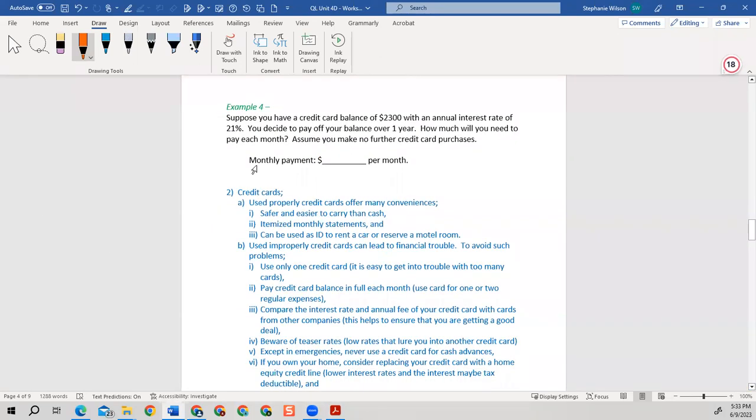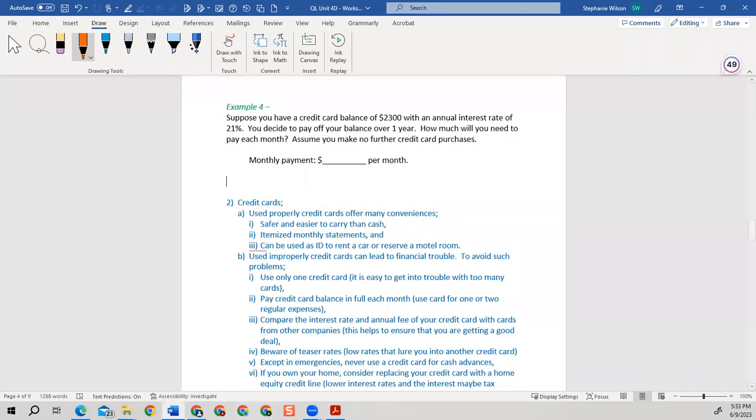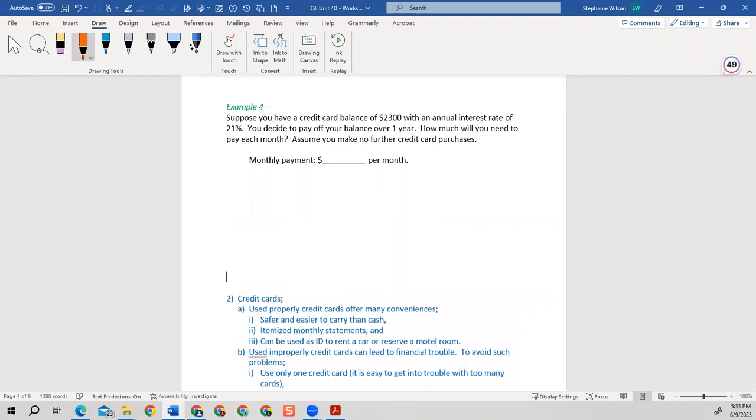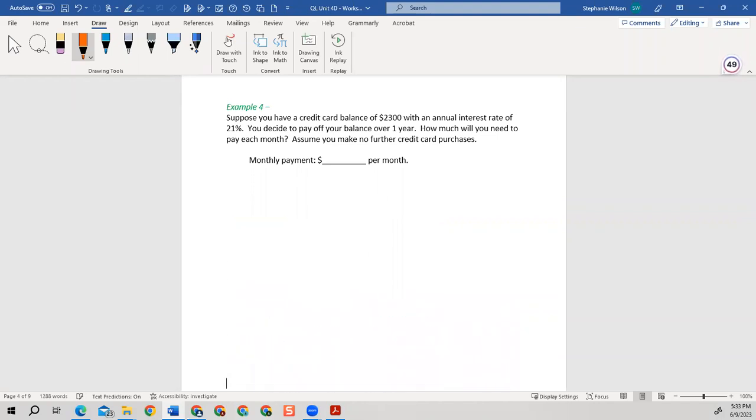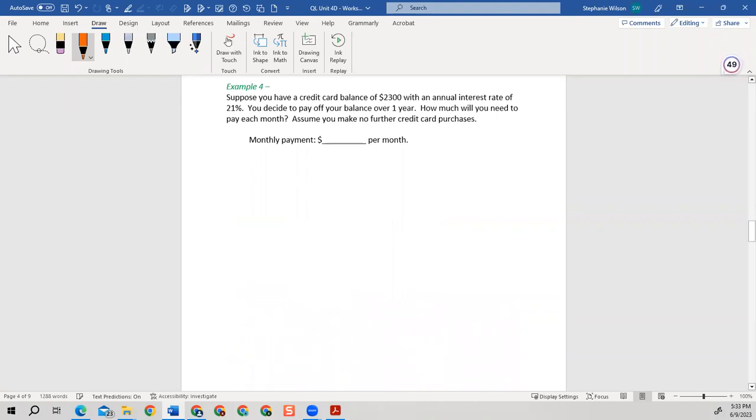Okay, so our next example says that suppose you have a credit card balance of $2,300 with an annual interest rate of 21%. You decide to pay off your balance over 1 year. How much will you need to pay each month? Assume you make no further credit card charges. So it means that balance does not go up, stays at that, you don't charge anything else, is what it's saying.